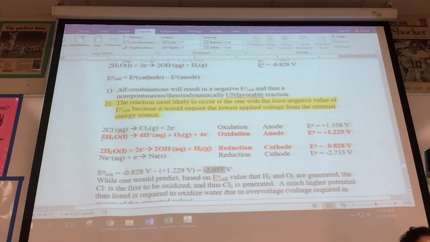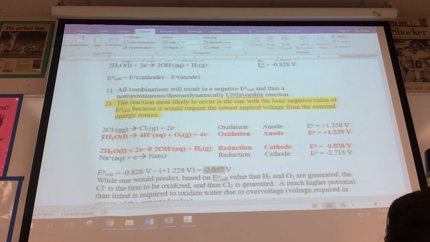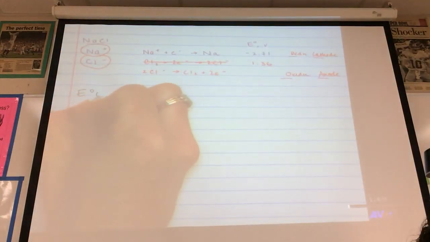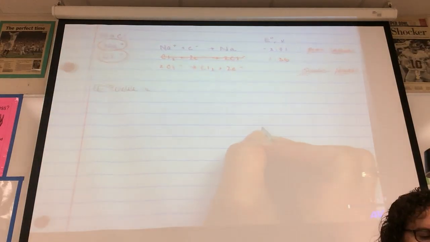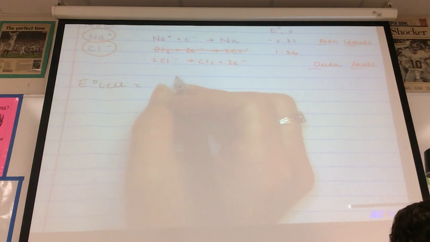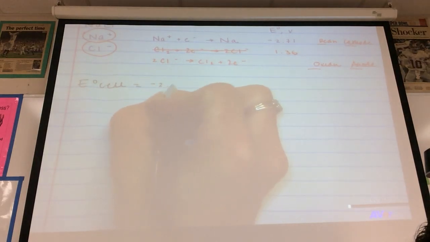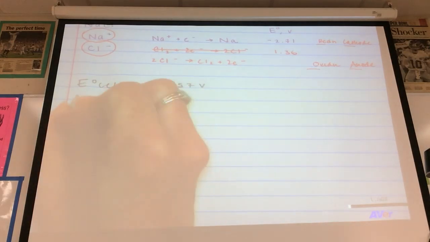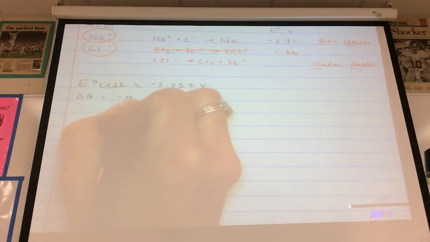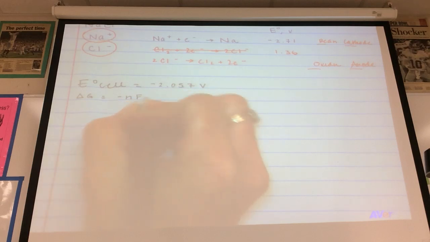Could I calculate delta G? We said E cell here is negative 2.057 volts. And if I wanted delta G, that's equal to what? Negative nFE.